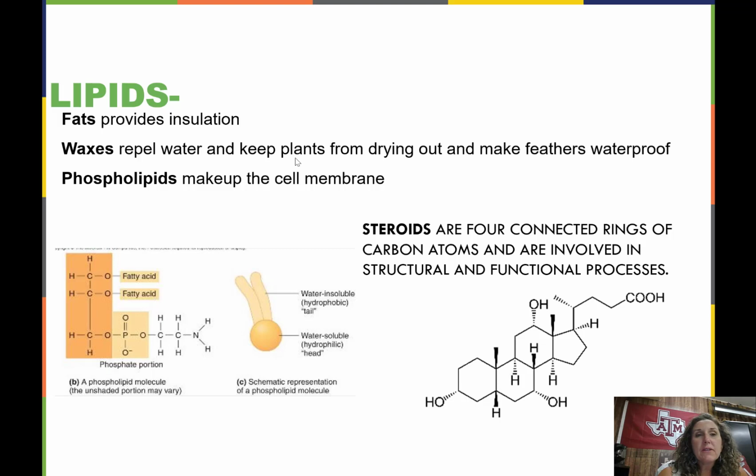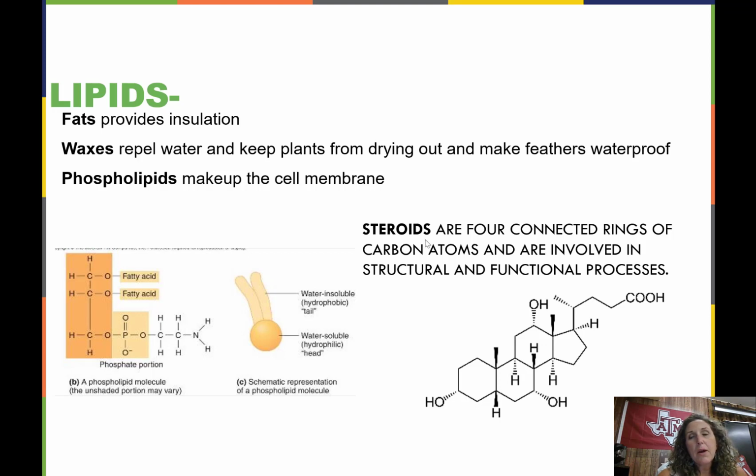Lipids provide insulation. They repel water. So fats provide insulation. Waxes repel water and keep plants from drying out, and make feathers waterproof. Phospholipids are where we're really going to think about it, because we're going to be talking in a little bit about the cell membrane. And the cell membrane is made up of a phospholipid, which is a phosphate attached to a lipid.